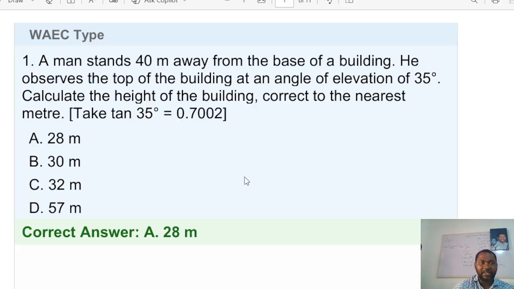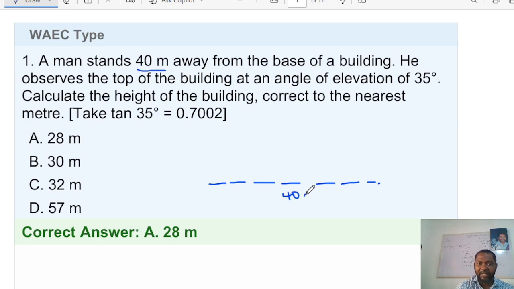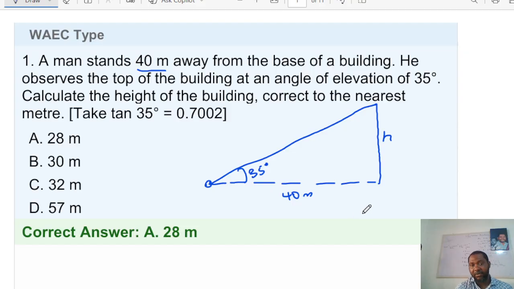I think this is quite easy because the first thing we are supposed to observe is the eye level. Okay, they say the man is 40 meters away from the building, so this is 40 meters. This is where the man is standing, and this is the building, the height of the building. Elevation means you are looking up, so I will draw a line from here to the top of the building, and that's what we have. So this angle here gives us the angle of elevation, which is 35 degrees. Now we are asked to find the height of the building. This is the height of the building, H. This is how it works.